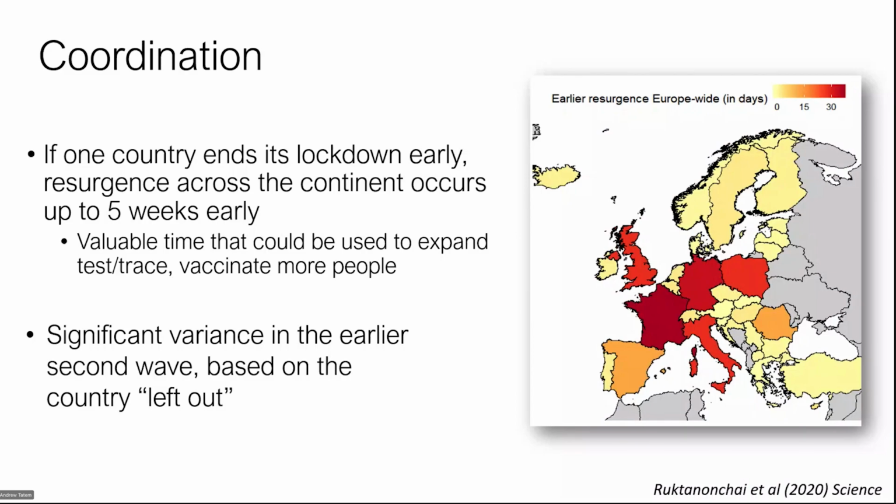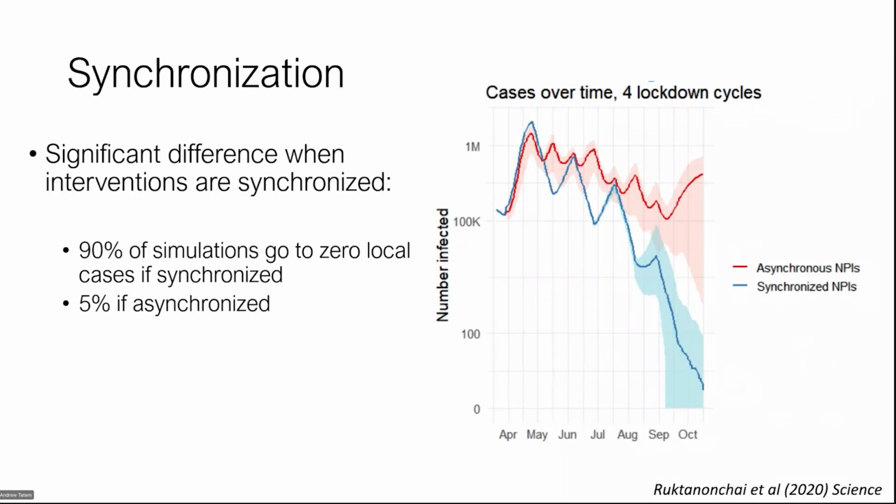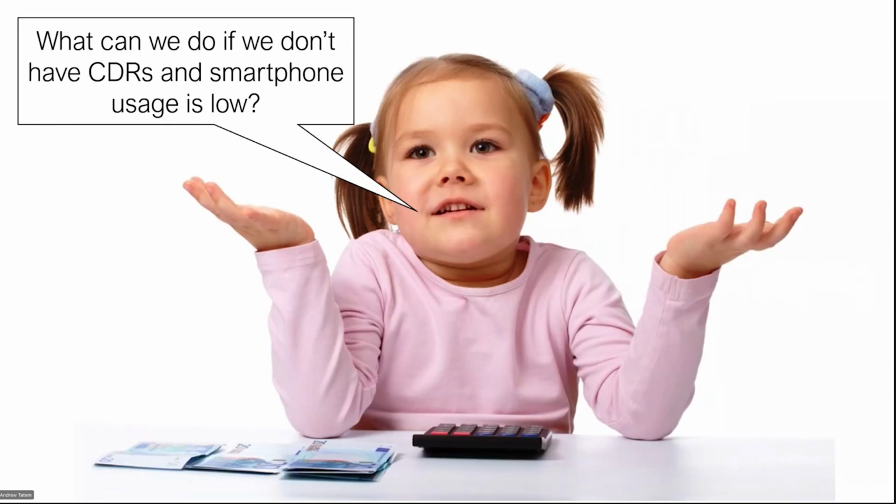So if one country ends its lockdown early, we see that actually it impacts the entire continent in terms of the time available to vaccinate more people. There is significant variance in terms of the countries that are much more connected than others. We see Europe and the UK pretty well connected to the rest of Europe, and so a bigger impact if they end their lockdowns earlier. We see the situation if countries and regions could coordinate their interventions. We see the number of infected drop away much faster than if we're all doing different things at different times.